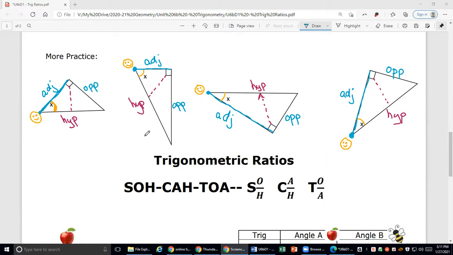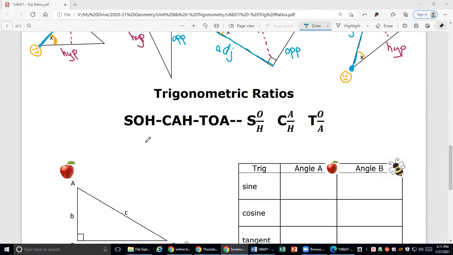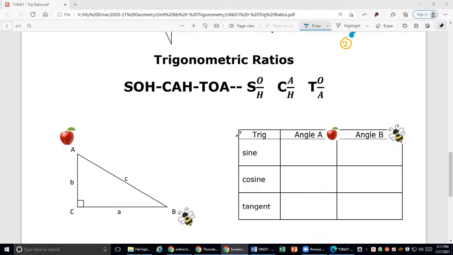Now we're going to see why it's important that we can identify the hypotenuse, the adjacent, and the opposite sides. We are going to look at something called trigonometric ratios. And remember, a ratio is just a fancy word for fraction. So yes, we are going to be working with fractions. And this funny word that we see here, SOHCAHTOA, is the word that we're going to want to know to do trigonometry in this class.